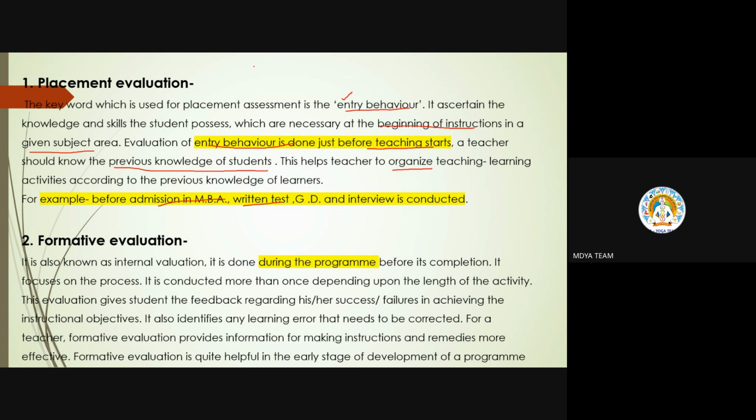Now the formative evaluation. It is also known as internal evaluation. It is done during the program before its completion. It focuses on the process. It is conducted more than once depending upon the length of the activity. You have seen, I think, formative assessment 1, formative assessment 2.